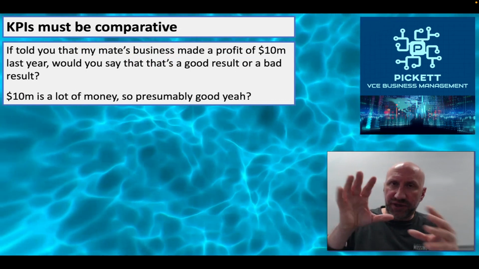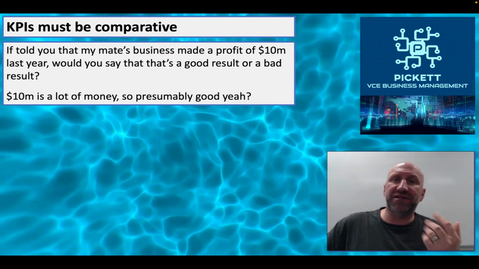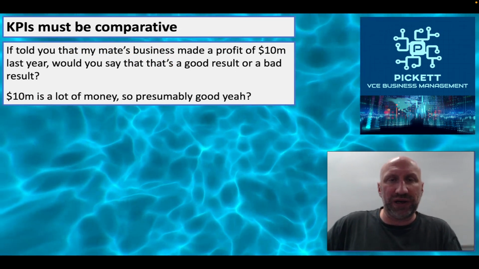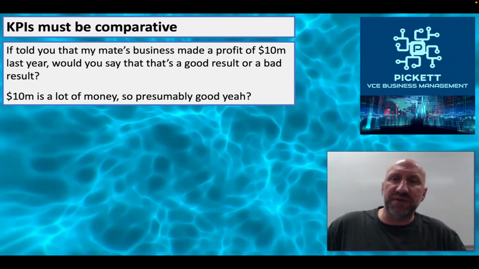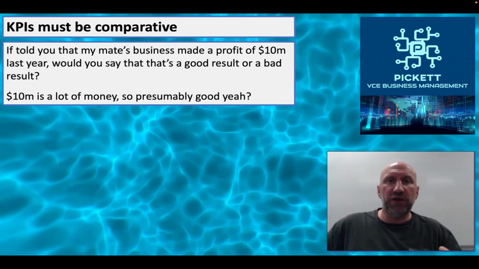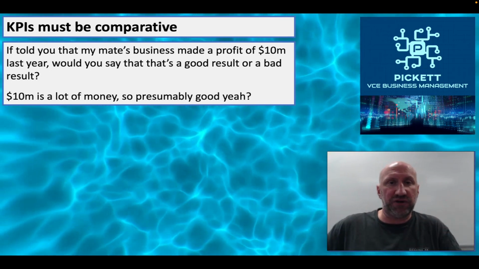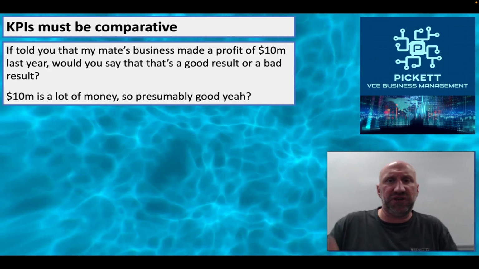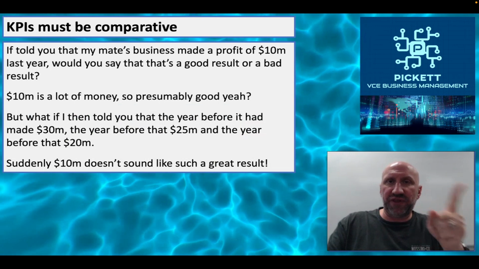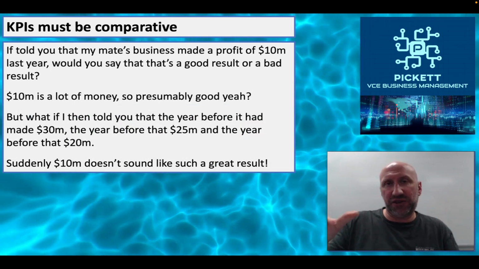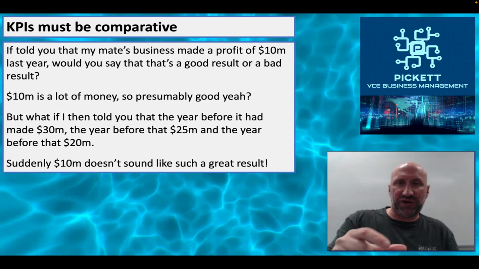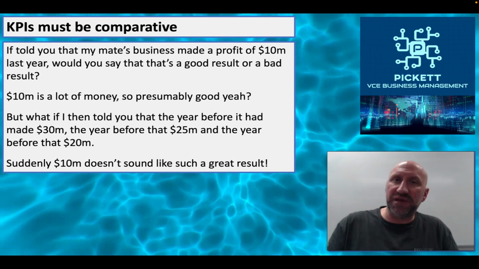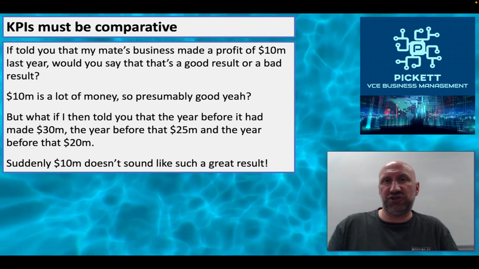Now, the next thing I said on the original intro was KPIs must be comparative. This is a really, really important point, and this will bear out certainly by the end of the video a little bit more. So if I told you that my mate's business made a profit of $10 million last year, would you say that's a good result or a bad result? Okay, $10 million, a lot of money, yeah? So presumably you'd go, yeah, that's awesome, great result. But what if I then told you that the year before it had made $30 million, the year before that 25, and the year before that 20? Suddenly, this year's result of $10 million does not sound so good.